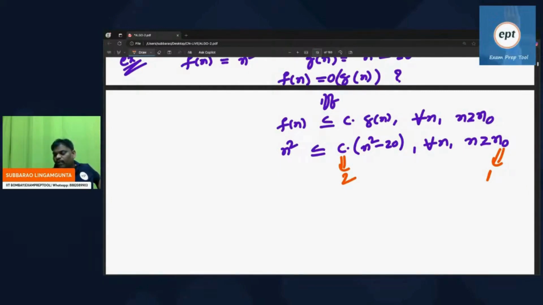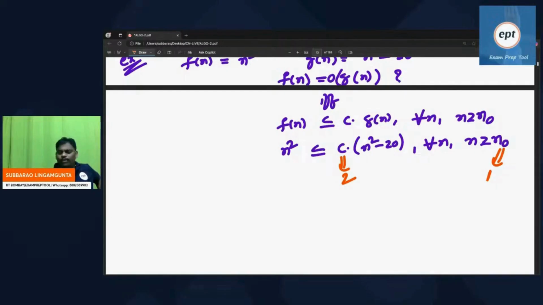N value 2, also negative comes. 3 squared is 9, 9 minus 20, also negative. I don't want to see negative. 4, also negative. 5 squared is 25, 25 minus 20, positive comes. But the problem is, n value 5, left side is 25, right side is only 5. So the condition fails anyhow. N value 6, left is 36, right is 36 minus 20, which is 16.